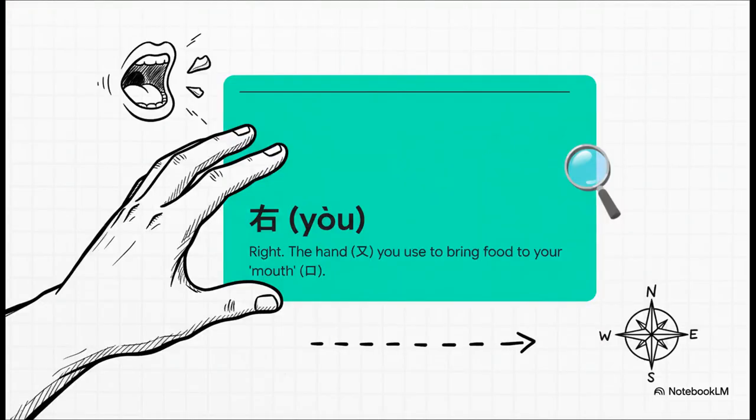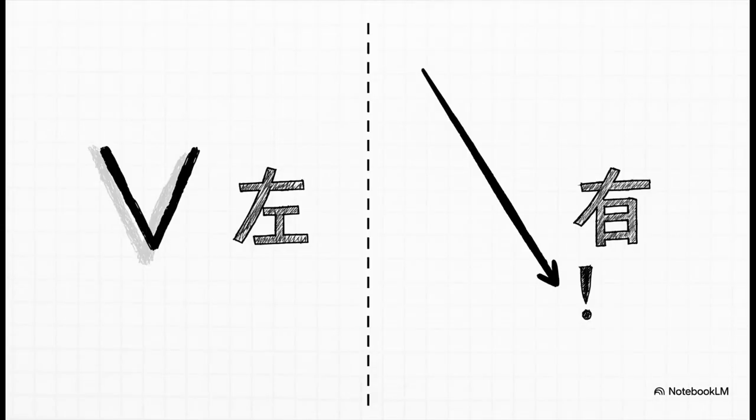Next up, we have you for right. And again, we see a hand component, you. But underneath, we have the character kou, which means mouth. The mnemonic here is actually pretty intuitive, especially for the majority of people who are right-handed. You typically use your right hand to bring food to your mouth. So, the hand that feeds the mouth. Right. Simple as that.